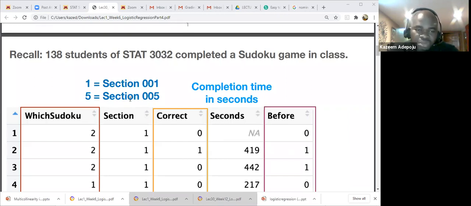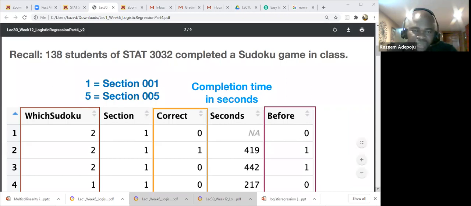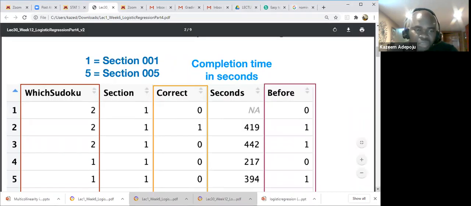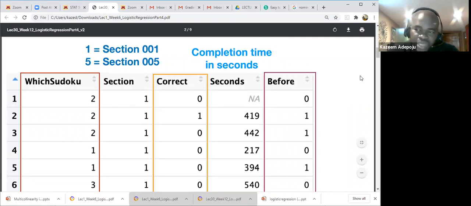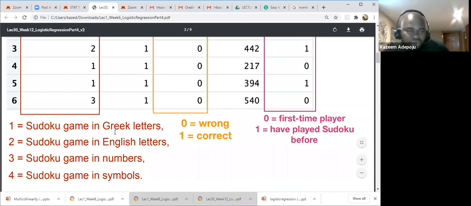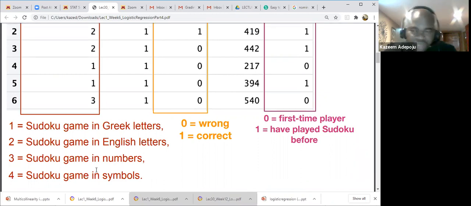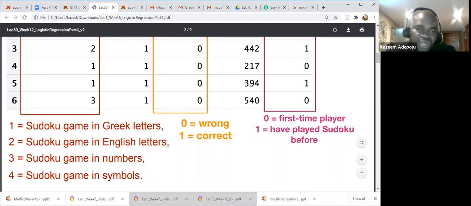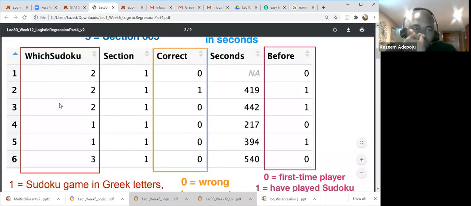Now I want to take a look at the variables that we have here. There are different kinds of Sudoku game, and there are three of them. I'm going to give you the definition for each. Take a look: Sudoku game in Greek letters, Sudoku game in English letters, Sudoku game in numbers, Sudoku game in symbols. So there are four Sudoku games. The one I'm showing you right here is just for six data points.